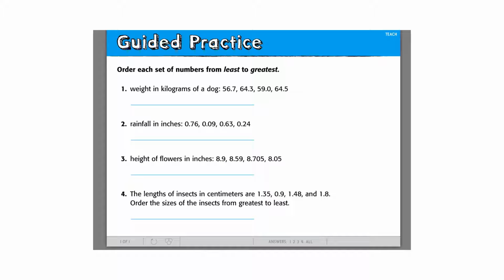Okay, as you're working, if you need help, raise your hand and I will come by and help you. Read the directions really, really carefully. You may even want to use your pencil to underline whether they want you to do least to greatest or greatest to least each time, because they do change it up on you quite a bit on this assignment. Okay? All right, so once you do the guided practice, you're ready to get started on independent.